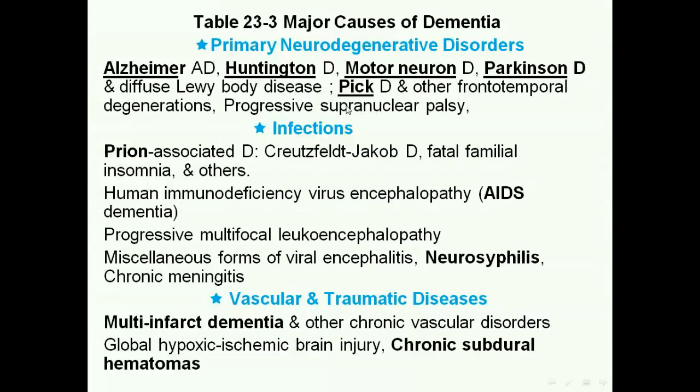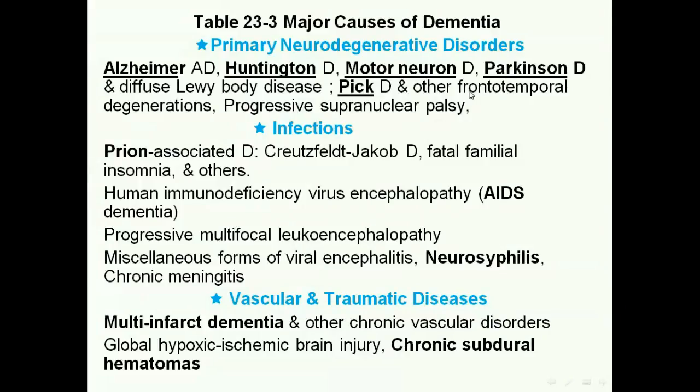Other, not so high-yield ones are diffuse Lewy body disease, Pick disease, other frontotemporal degenerations, and progressive supranuclear palsy, which causes problems with walking, balance, and eye movements, but we're not so concerned with it right now. Now, for the primary neurodegenerative diseases, the doctor said to memorize them 100% because there is a question on them.